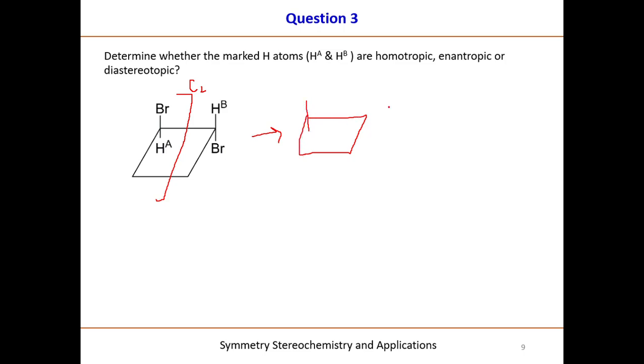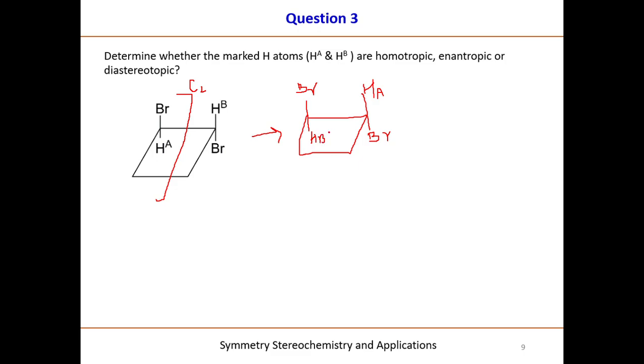Okay. Now I am just rotating on this axis. What will happen? Here we will get the bromine. Here bromine, HA and HB. Correct?